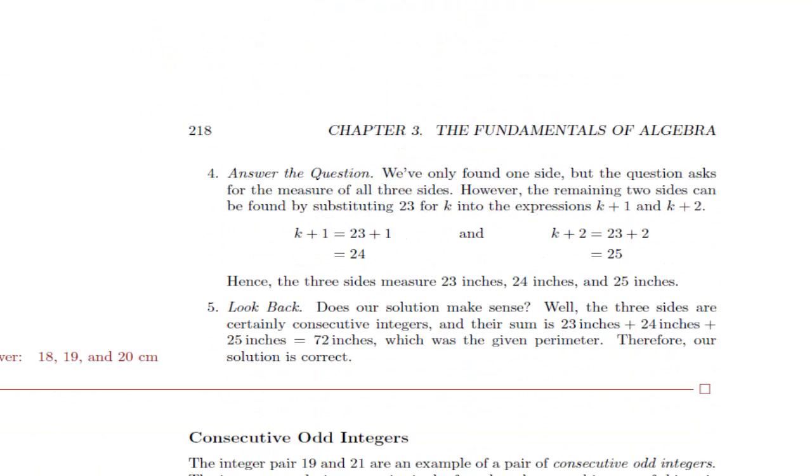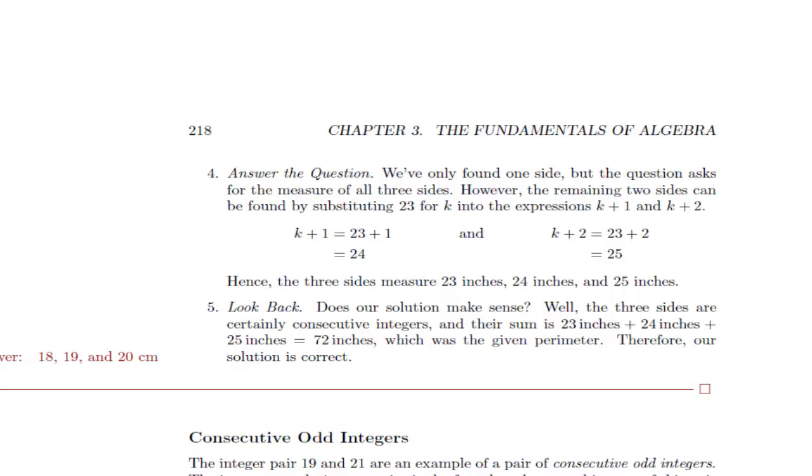4. Answer the question. We've only found one side, but the question asks for the measure of all three sides. However, the remaining two sides can be found by substituting 23 for k into the expressions k plus 1 and k plus 2. k plus 1 equals 23 plus 1 equals 24, and k plus 2 equals 23 plus 2 equals 25. Hence, the three sides measure 23 inches, 24 inches, and 25 inches.